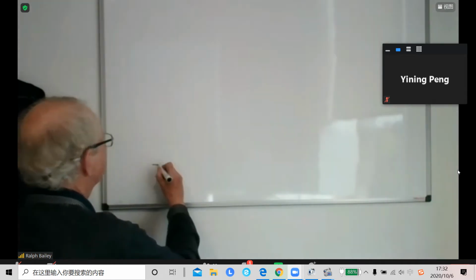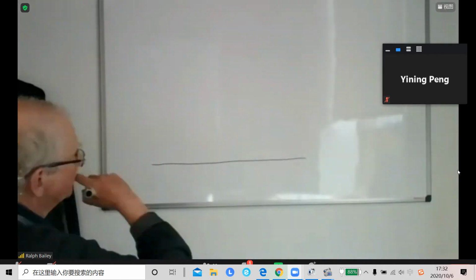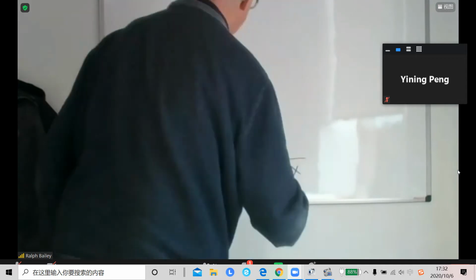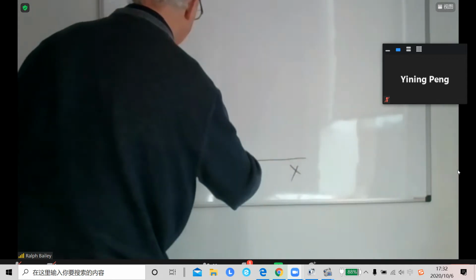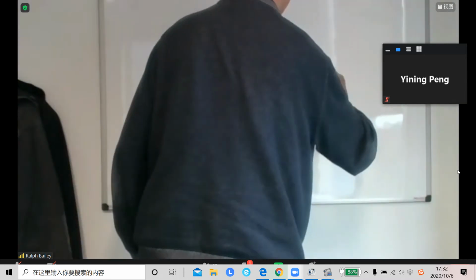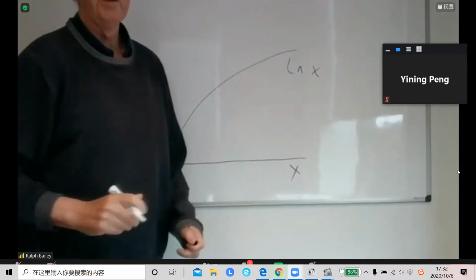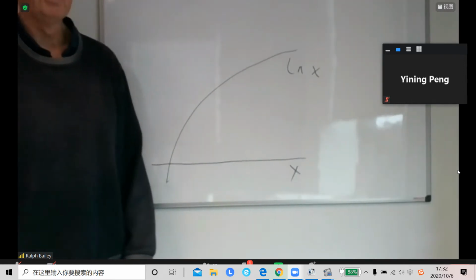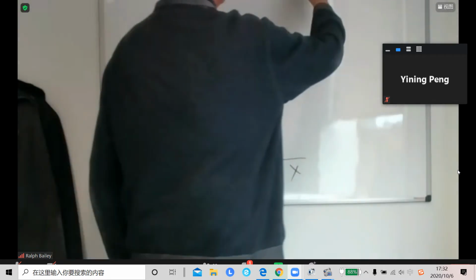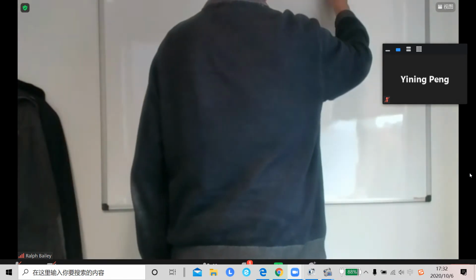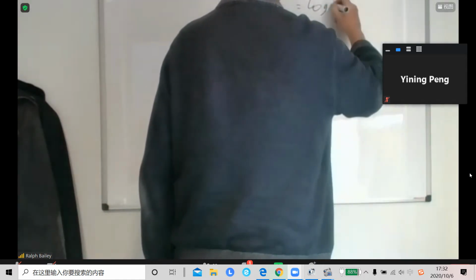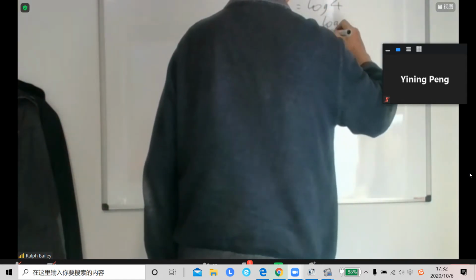So we've got an axis. We've got our nice logarithm curve. This is the x-axis, and we've got our logarithm function going up like this. This is log of x. And now what happens if we put in log of, let's say, 4x? That's equal to log 4 plus log x.